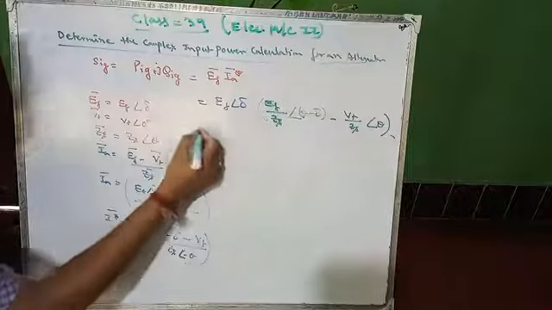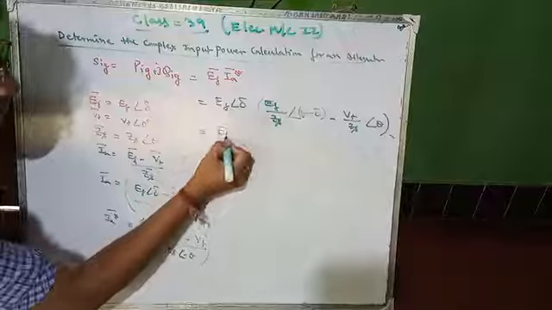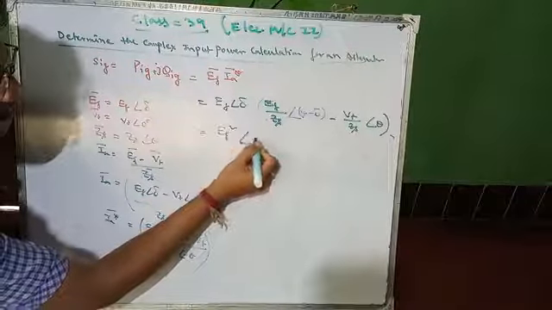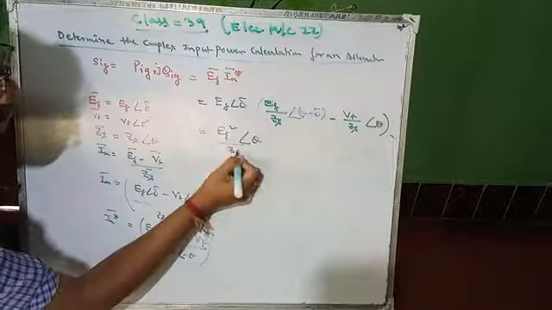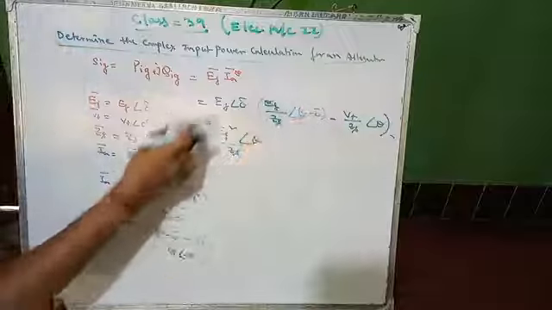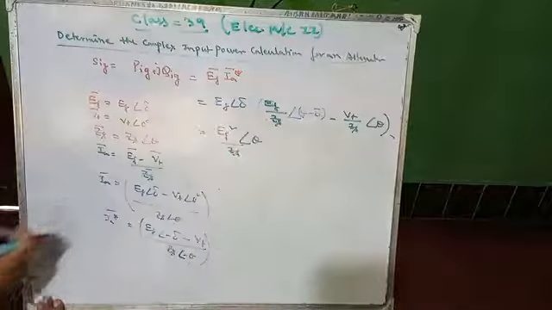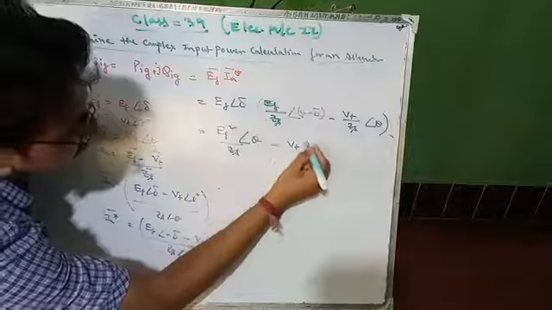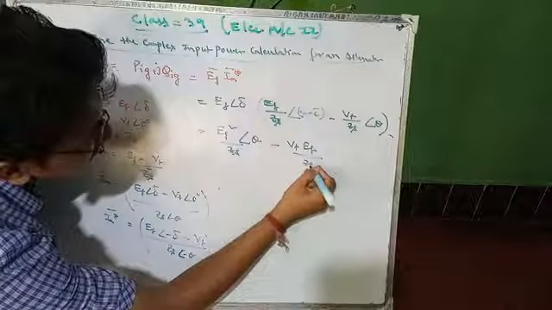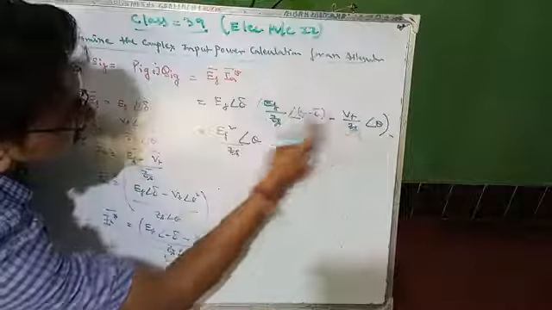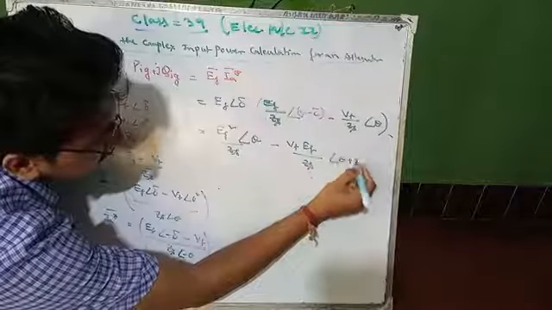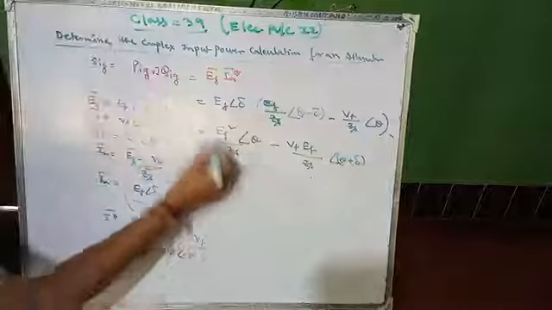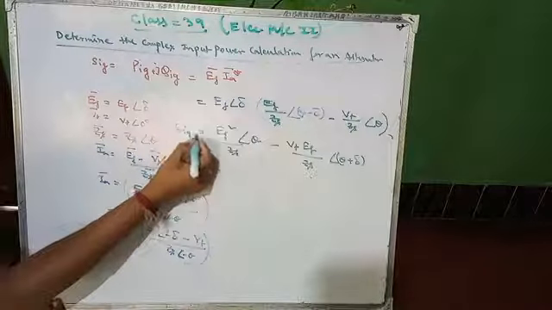So if we multiply it, then what happened? EF square angle theta by ZS. Why? Because the del angle will be cancelled out whenever it is multiplied with this term. EF square by ZS angle theta minus VT into EF by ZS, angle will be theta plus del. Now this expression is equal to SIG.